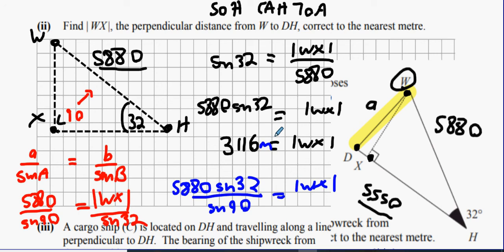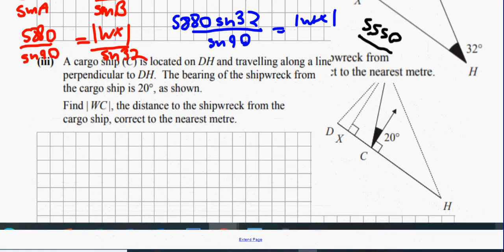If you're doing the sine rule and you want the length, you need two angles. If you're doing the sine rule and you want an angle, you need one angle and two lengths. In any equation, there can only be one part that you don't know. Okay? Now, let's look at this.